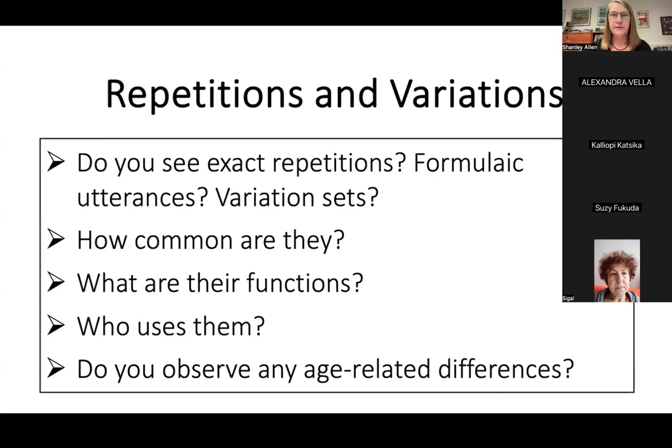Okay, then the final thing we looked at was repetitions and variations. Some of the questions we ask in the manual include: do you see exact repetitions? Do you see formulaic utterances? Do you see variation sets? How common are they? What are their functions? Who uses them? Do you see any age-related differences? I'm not quite sure why, but we didn't focus very much on this section in Inuktitut, I think because we put so much focus on the typical patterns.